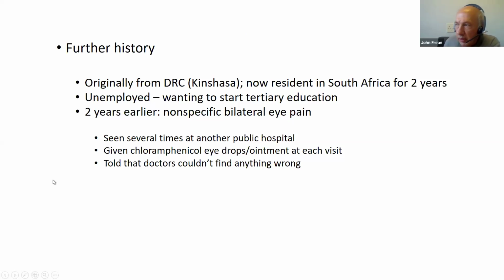And on further questioning, it turned out he was from the DRC originally, but had been resident in this country for a couple of years. He was unemployed and had had this eye pain for a couple of years, where he had been seen at another public hospital.